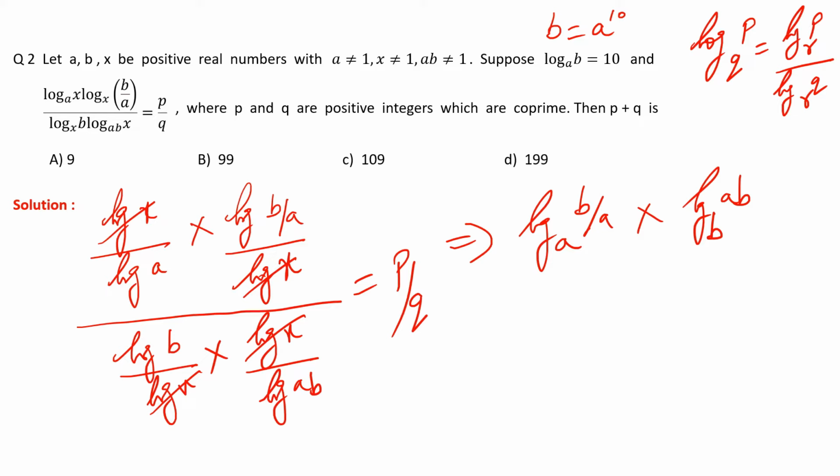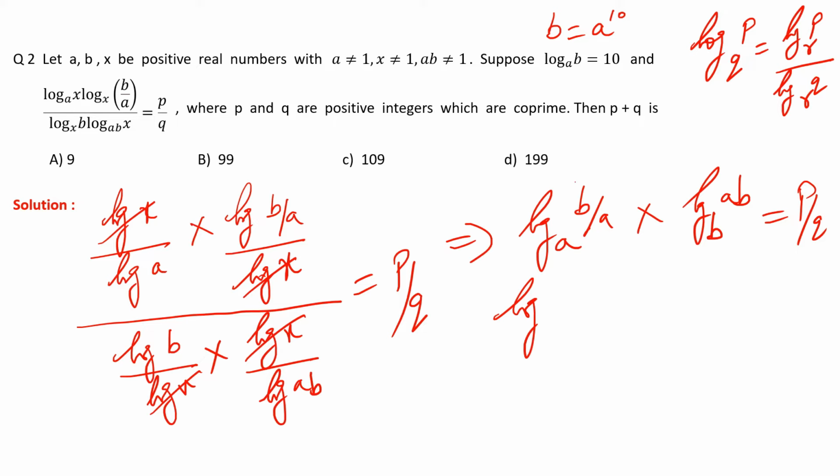to solve it further, what I can do, I will just use b as a to the power 10. Ultimately we have to simplify this expression and reduce it to the simplest form. From there we'll be getting the numerator as p and denominator as q. This is the question only, and then we'll be adding p and q.